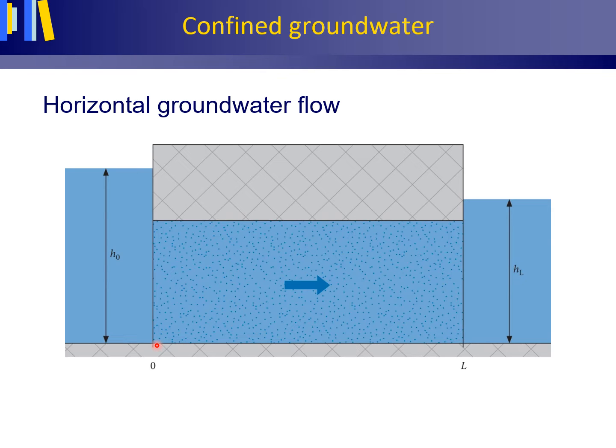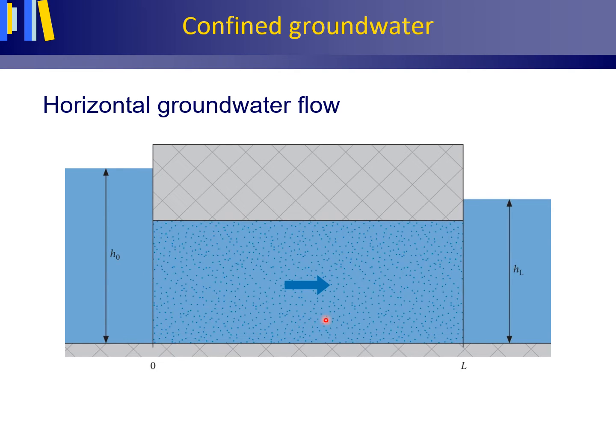If we were to install a piezometer with its screen here, then this would be the elevation head and this would be the pressure head. If we were to install a piezometer with its screen here, this would be the elevation head and this would be the pressure head. Elevation head plus pressure head is hydraulic head, so everywhere along this vertical we have the same hydraulic head, and thus the vertical in x is 0 is an equipotential.